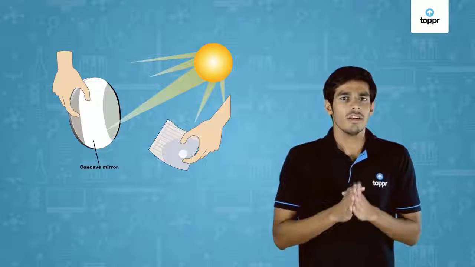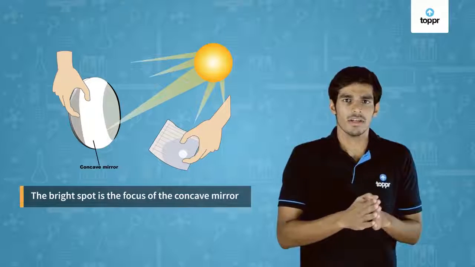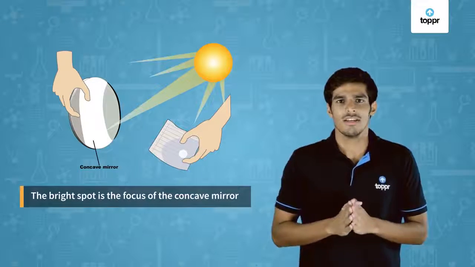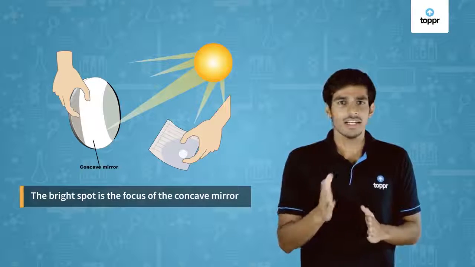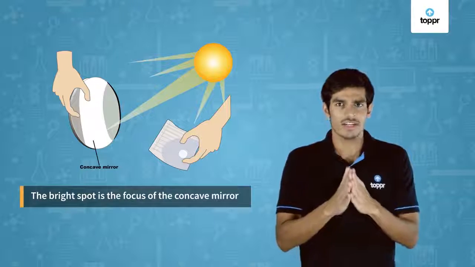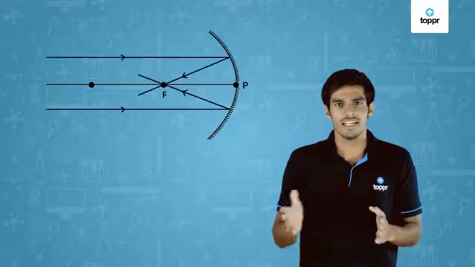The concave mirror converges the light from the sun, and the bright spot we see on the paper is basically the image of the sun. This point is the focus of the concave mirror, and the heat generated due to concentration of sunlight ignites the paper. Let us draw a ray diagram and get a better understanding of the outcome of this activity.